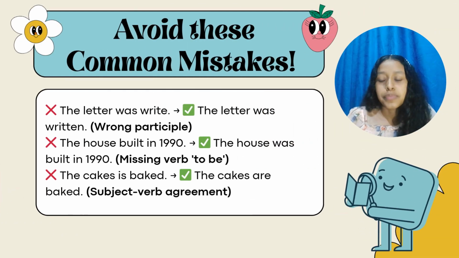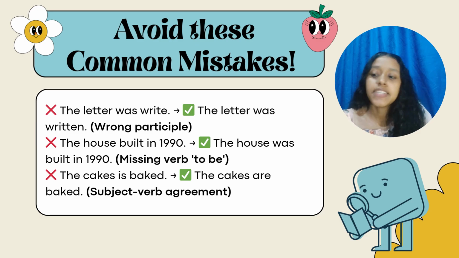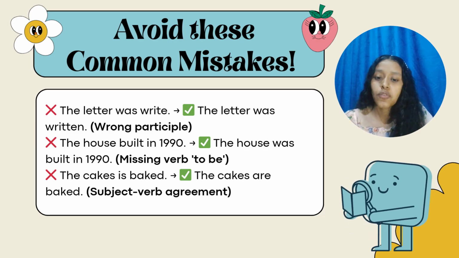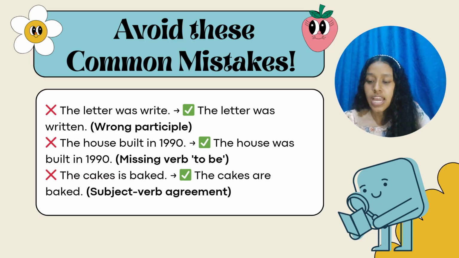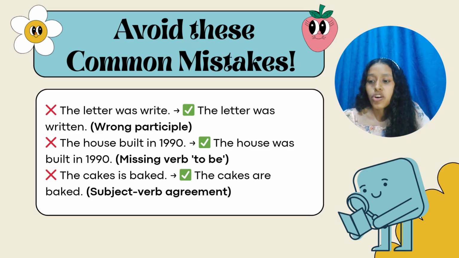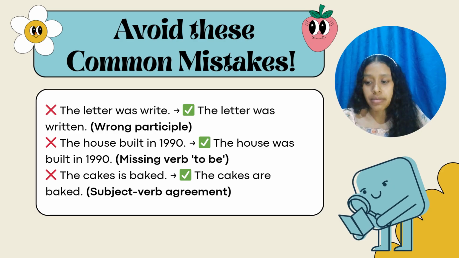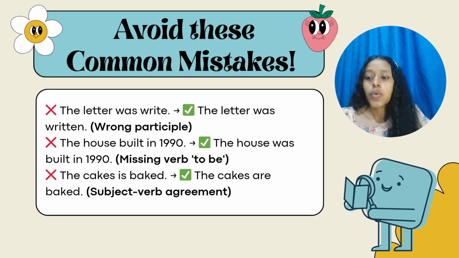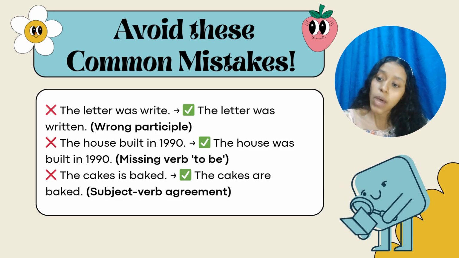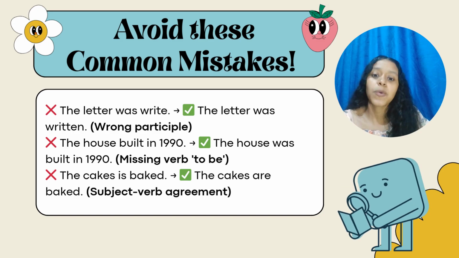To help you succeed in the activities I designed for you, let's look at some frequent errors. The most common mistake is using the wrong form of the main verb. Remember, we always use the past participle. It's not "was read", it's "was reading".